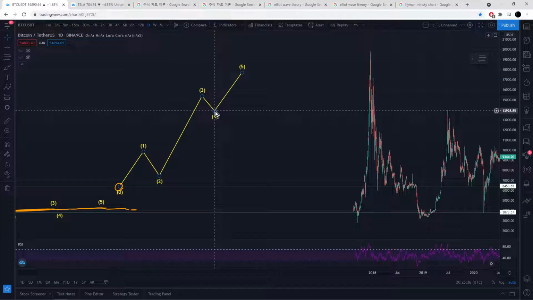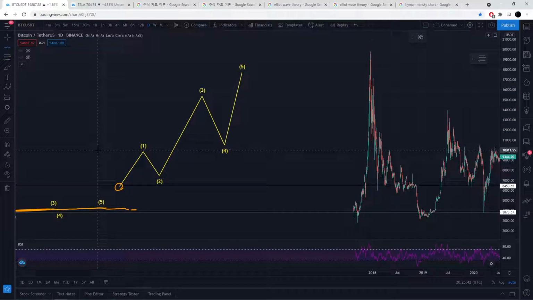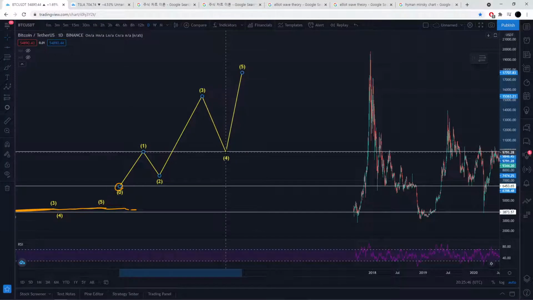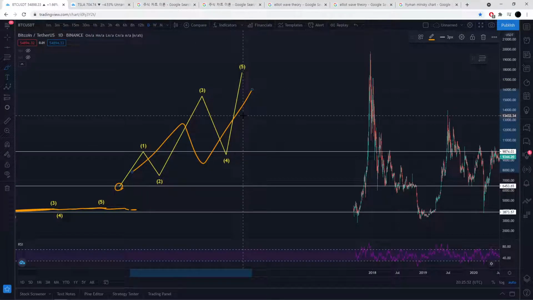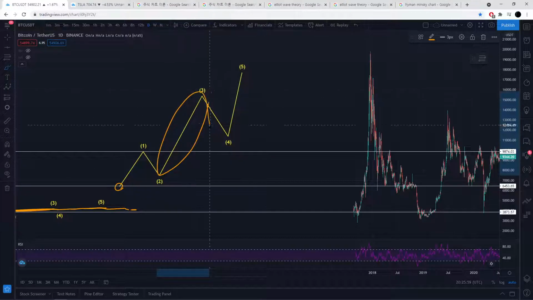Second rule, number four: the fourth correction for the third impulse cannot touch the highest price of the first impulse. It cannot touch or go over. Once it does that, it's not an impulse. It's considered ABC. Okay, simple as that. And another rule is that the third impulse cannot be the shortest.